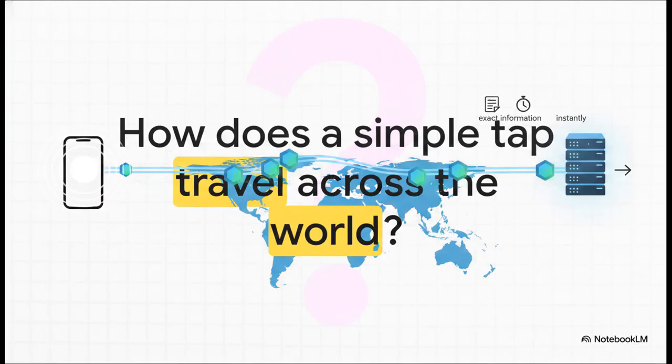Now, I want you to just think about this for a second. How does a simple tap on a piece of glass in the palm of your hand travel across oceans and continents, hit a server, and then come all the way back with the exact information you wanted, almost instantly? Well, by the end of this explainer, you're going to see that this isn't abstract wizardry. It's actually a highly logical, step-by-step relay race.